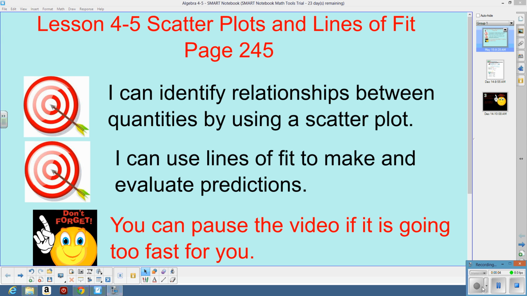In Lesson 4.5, Scatter Plots and Lines of Fit, you will identify relationships between quantities by using a scatter plot and also use lines of fit to make and evaluate predictions.